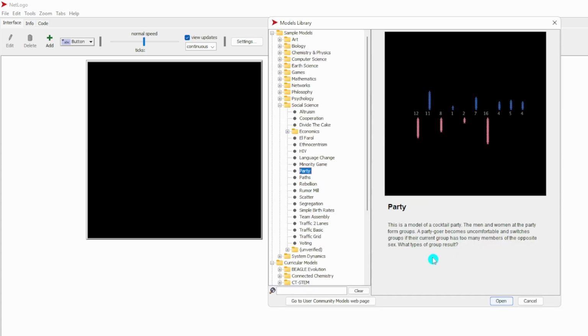This is a model of a cocktail party. The men and the women at the party form groups. A partygoer becomes uncomfortable and switches group if their current group has too many members of the opposite sex. What type of group result? Let's open our model.